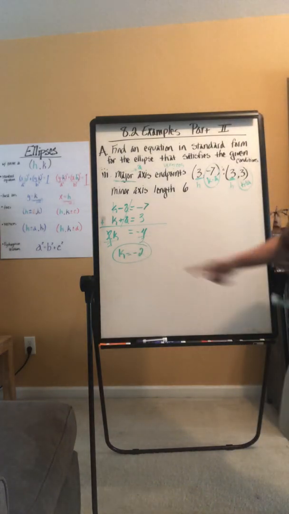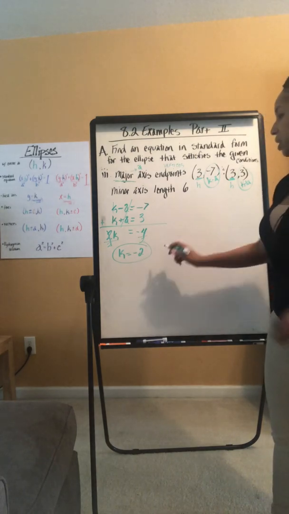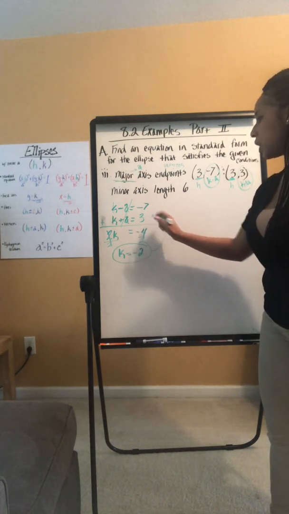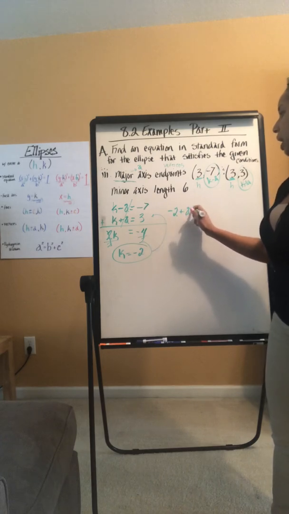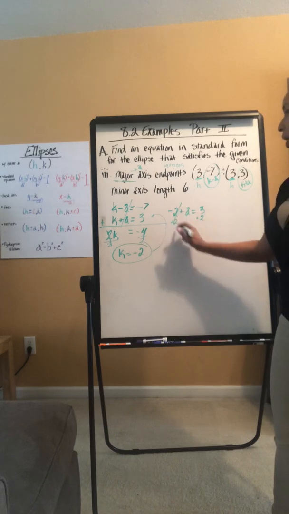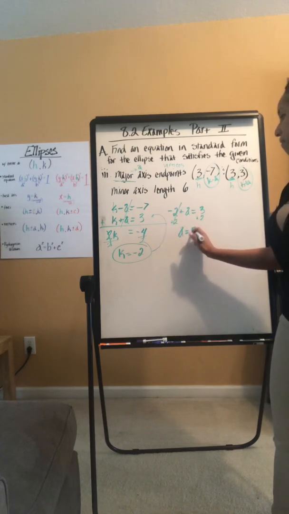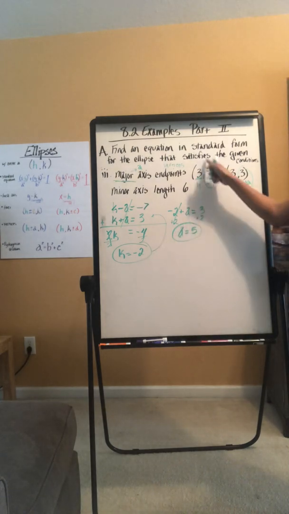All right, once we find 1, remember we always plug it back in somewhere to find the second variable. Let's plug it in here. So -2 plus a equals 3. I would add 2 to both sides, and a would be equal to 5. Great, I've got my a, my k, my h is 3.